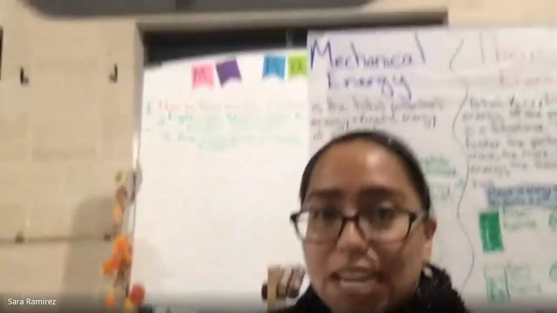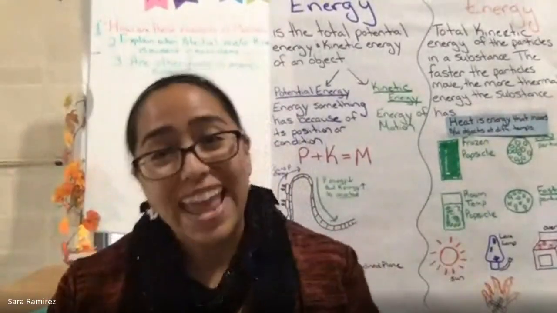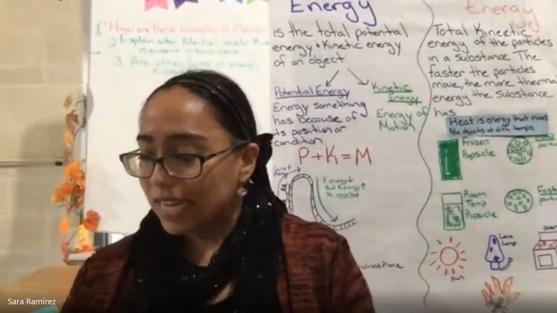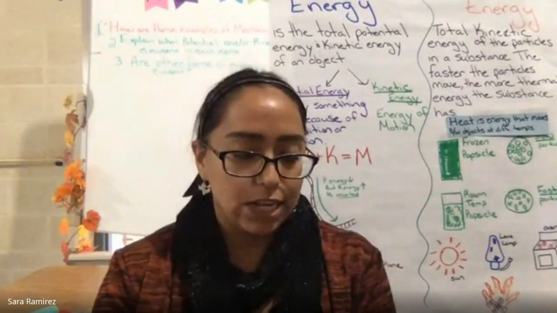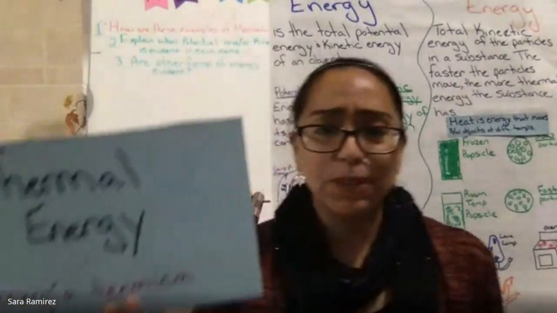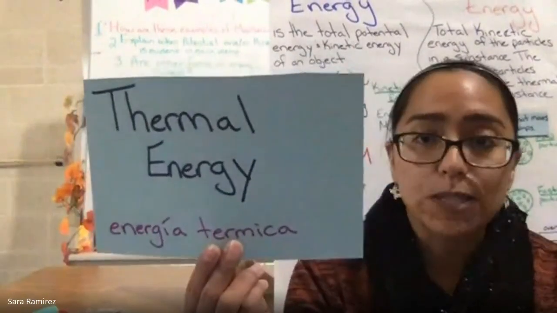The next thing we're going to take a look at, that was mechanical energy, and that's just the energy an object has due to its position and due to its motion. The next thing we're going to take a look at is thermal energy, and thermal energy is simply the amount of kinetic energy that are within the particles of a substance.